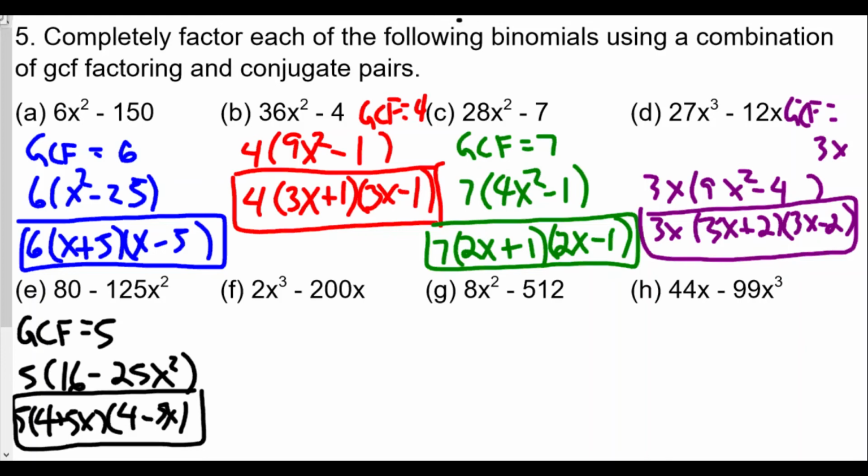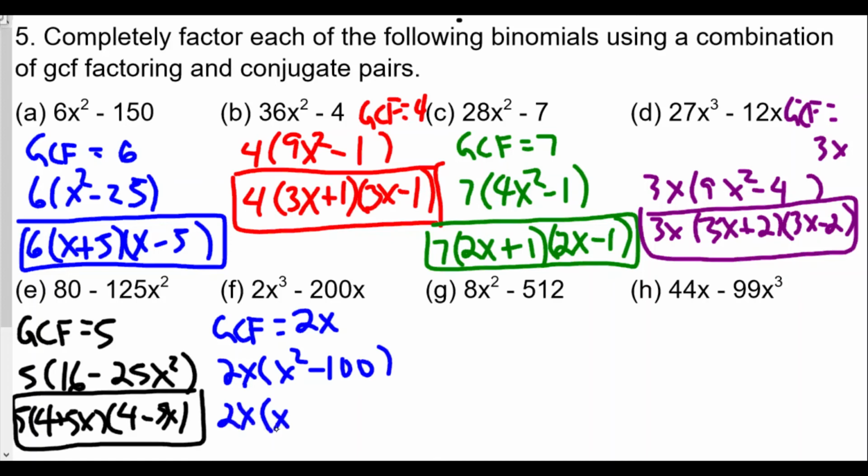All right, so let's continue. For F, our GCF is going to be, well, definitely 2 goes into both of them, but also there's an x here. So again, we take the one with the smaller exponent. So the GCF is 2x. So it becomes 2x times, after we take out the GCF, we end up with x squared minus 100. And we know the square root of x squared is going to be x, and the square root of 100 is 10. So we get 2x times x plus 10 times x minus 10.